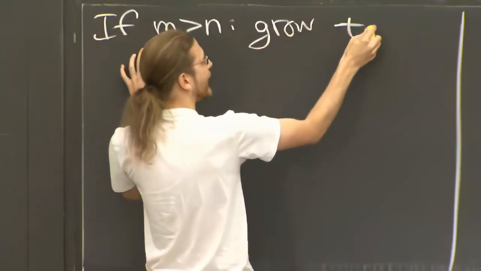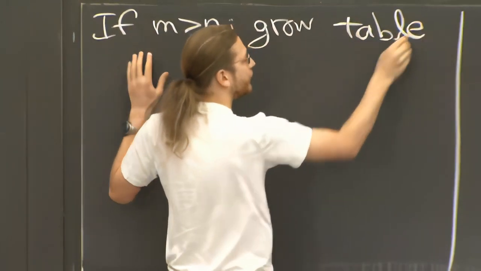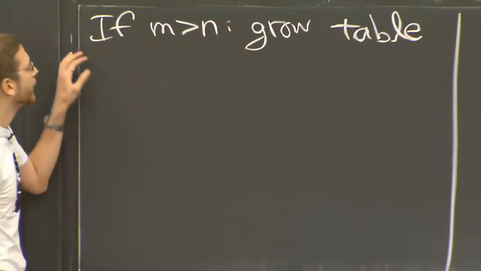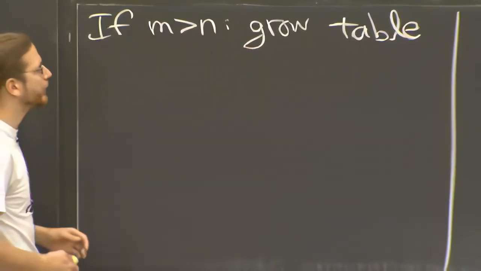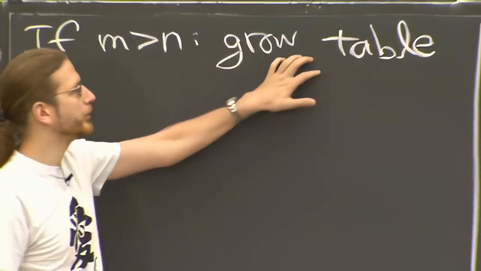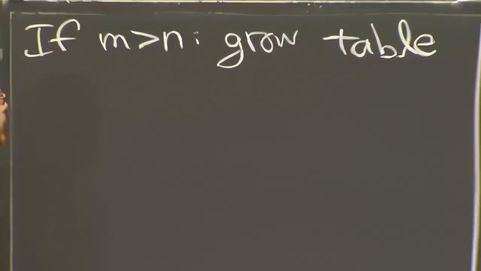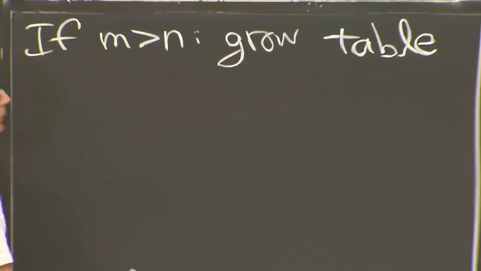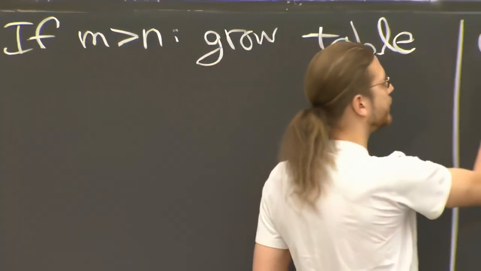So this would be like at the end of an insertion algorithm. After I insert something, I say, oh, if m is greater than n, then I'm getting worried that m is getting much bigger than n. So I'd like to grow the table. Okay, let's take a little diversion to what does grow a table mean.